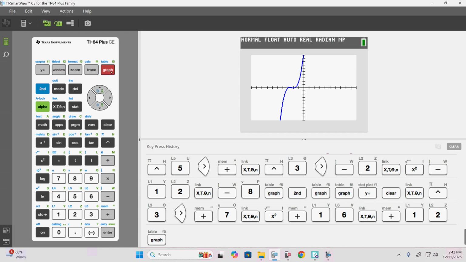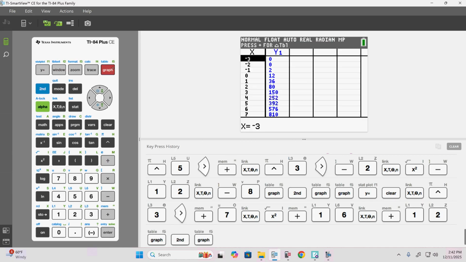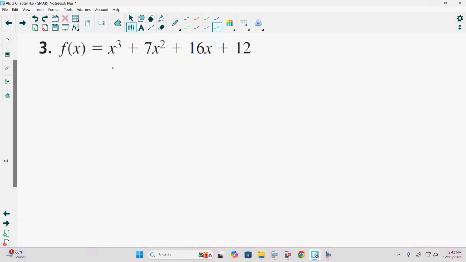Better case is we find 2. Best case is that we find 3, yes? So we see those 2 spots, and if we look at it, it's telling us x is negative 3 and negative 2. Okay.